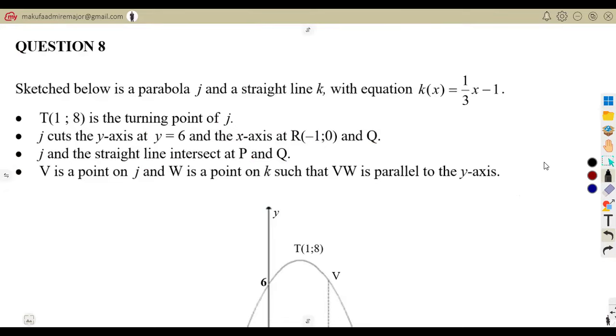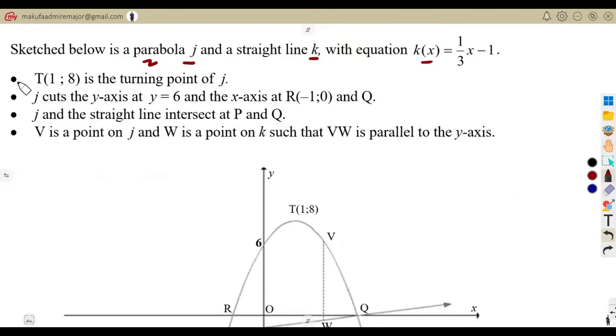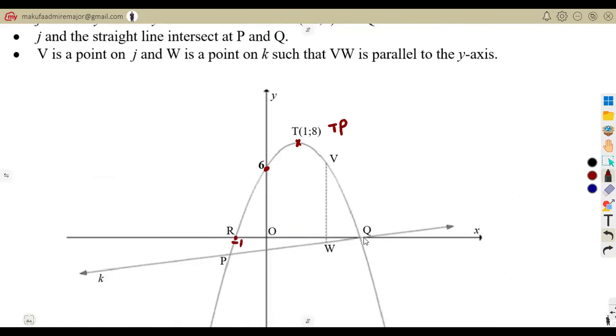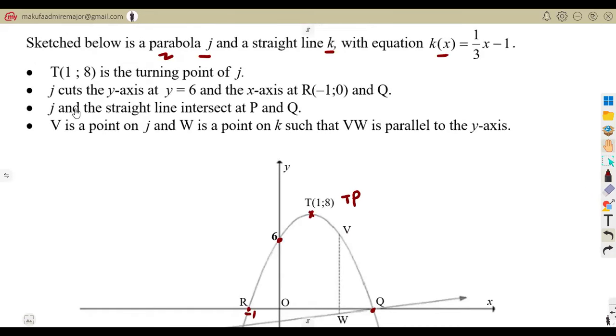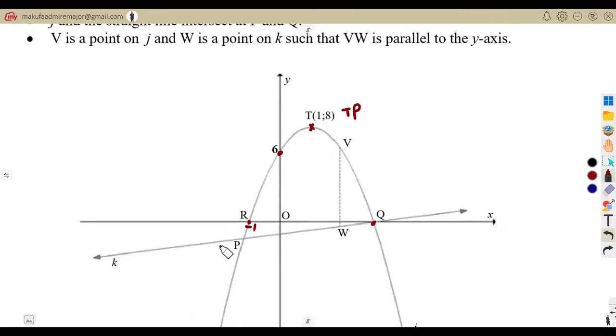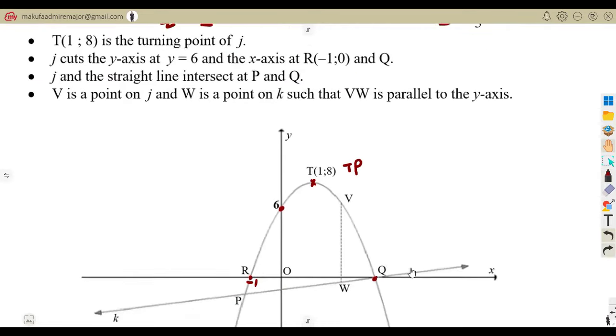All right, on question number 8, we are given the sketch below of a parabola J and a straight line K, which has this equation. Then this is the information. T is the turning point, so we've got T here, which is our turning point. J cuts the y-axis at y equal to 6, that's our y-intercept, and the x-axis at R, which is at -1, and at Q, we do not know the value there. Then J and the straight line intersect at P and Q. So P and Q, these are the points where we have the intersection.